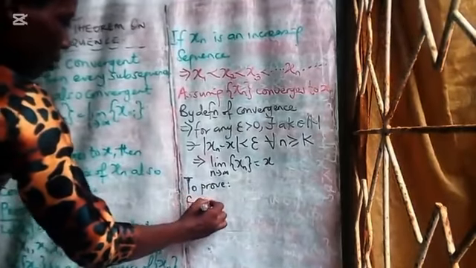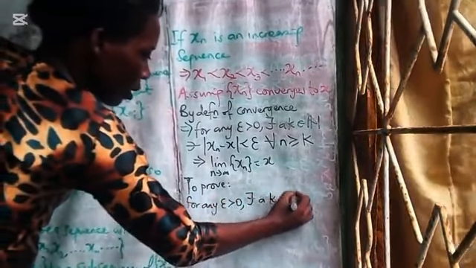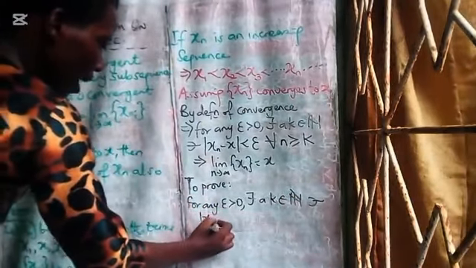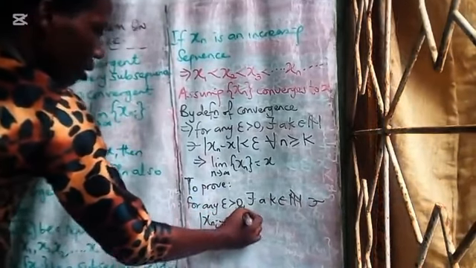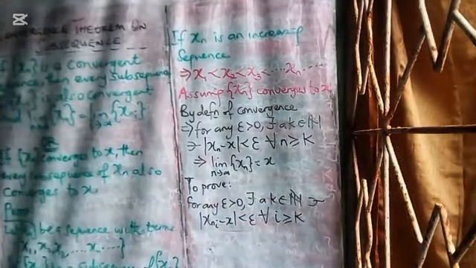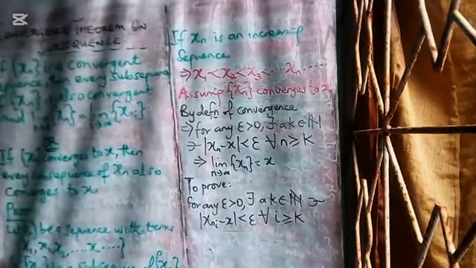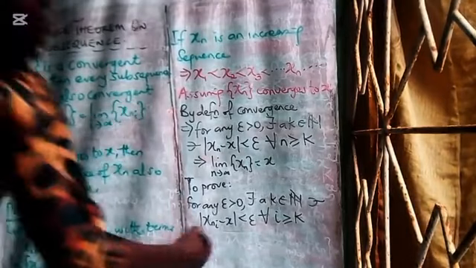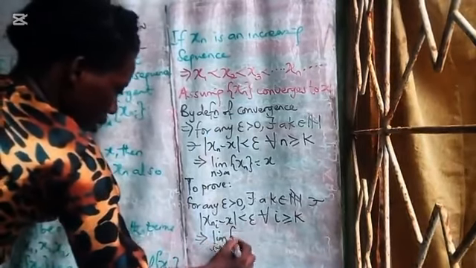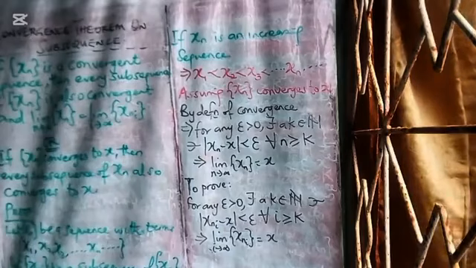that for any epsilon greater than 0, there exists a k belonging to the set of natural numbers such that the absolute value of x of ni minus x will be less than epsilon for all i greater than or equal to k. Since we said we want to prove that every subsequence of x of n is convergent, that means we want to show that the limit as i tends to infinity of x of ni is equal to x.